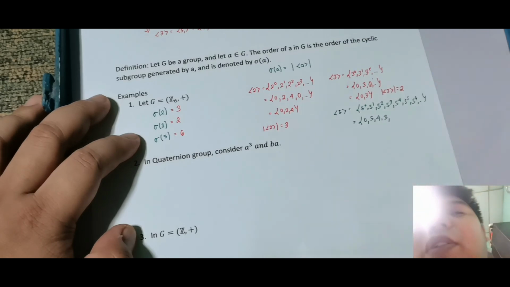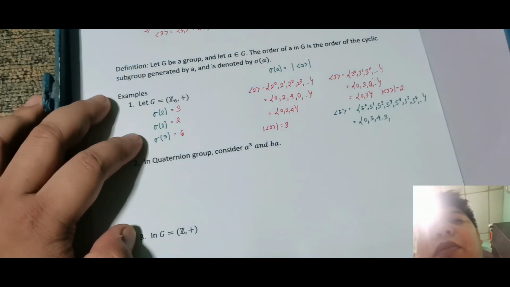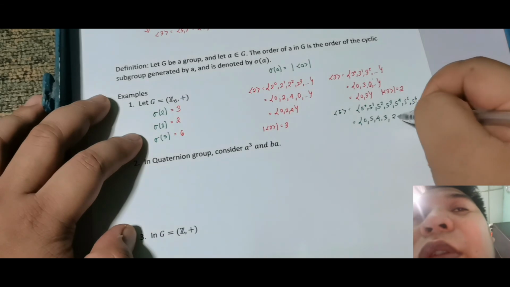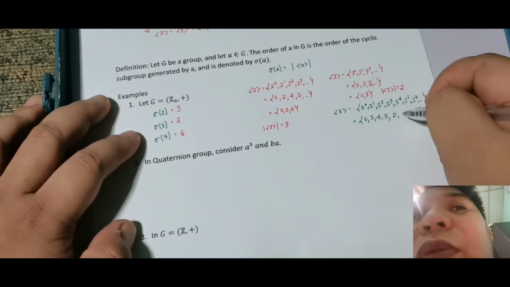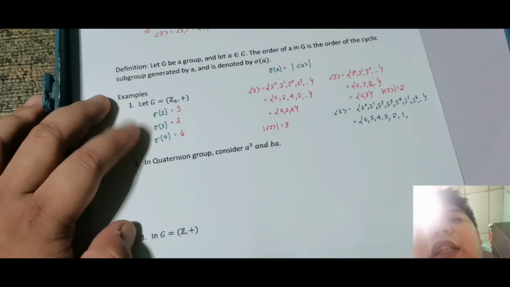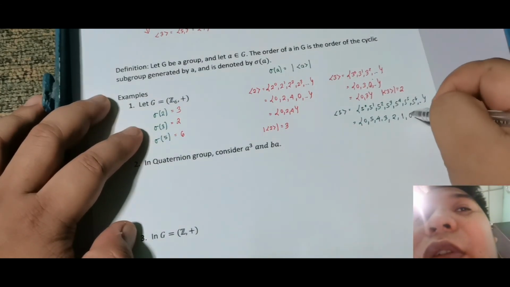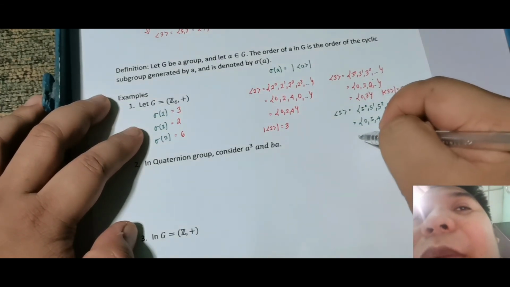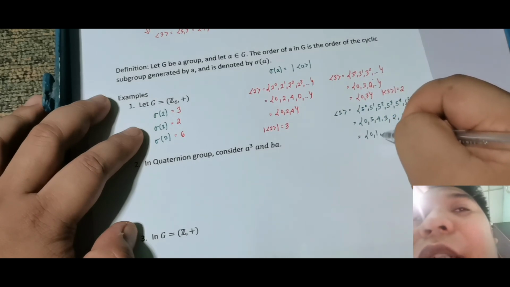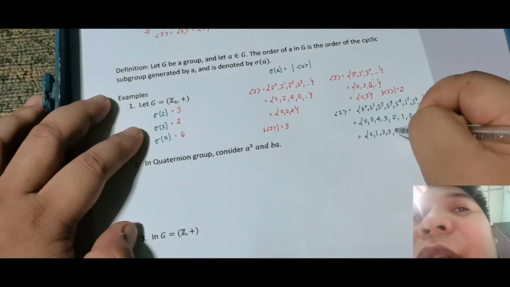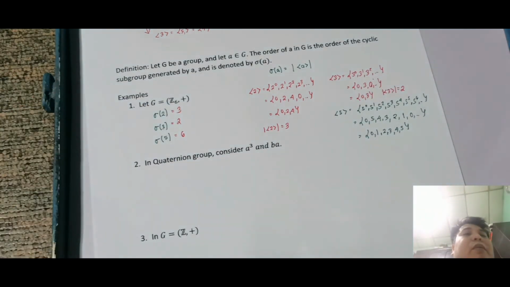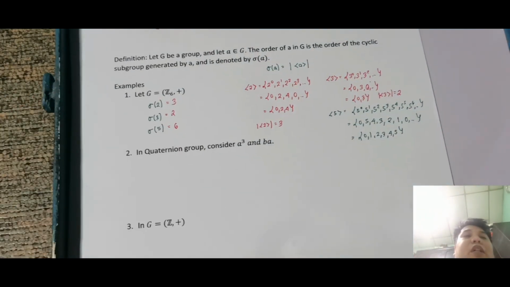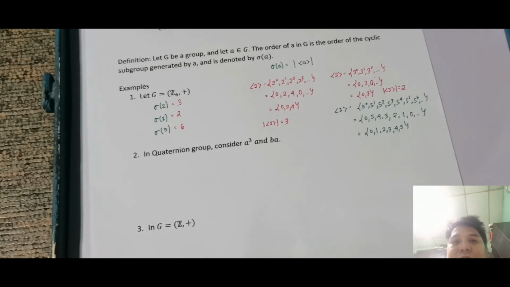5 raised to 4, that is 20, modulo 6, that is 2. 5 raised to 5, that is 25, modulo 6, that is 1. 5 raised to 6, that is 30, modulo 6, that is 0. Okay, kumbaga bumalik na. So therefore, ang elements niya is just 0, 1, 2, 3, 4, and 5. So sure ako na siya yung C sub 6. So tama ako, nahulaan ko na siya ay generator ng ating C sub 6.